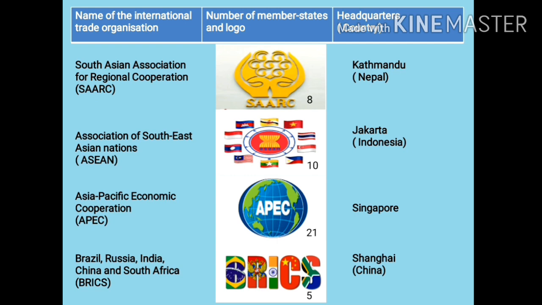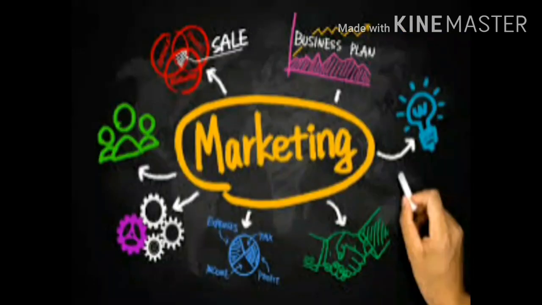And the last organization is BRICS, that is Brazil, Russia, India, China and South Africa. Its headquarters is in Shanghai, China. Its function is it makes funds available for the growth of economies of members. It enhances mutual economic cooperation and strengthens economic security. So this was the information regarding some economic organizations of the world.